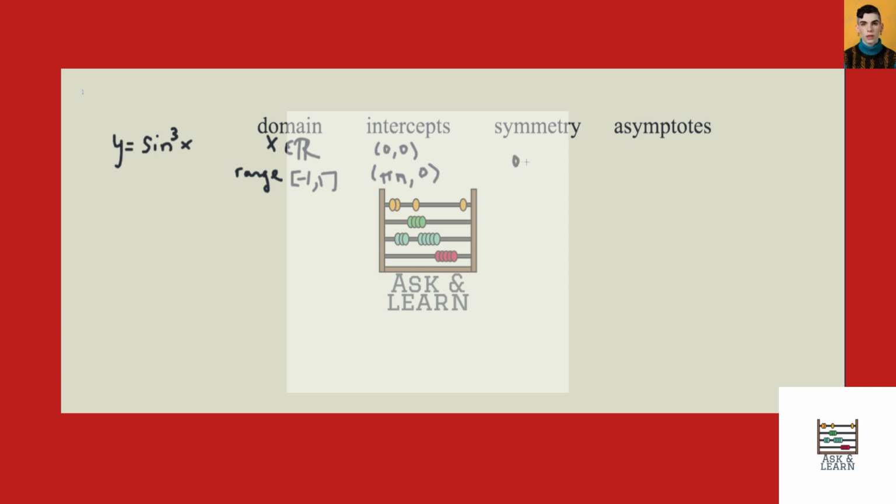There is an odd symmetry to this graph. There are no asymptotes. And if we wanted to know the period, it would be 2 pi. So it's going to repeat every 2 pi. That's the pattern.